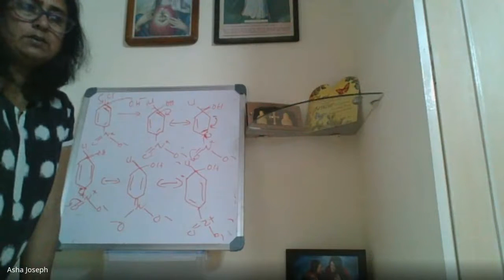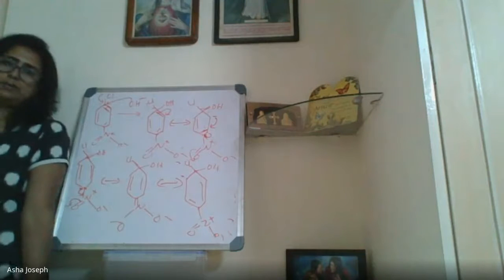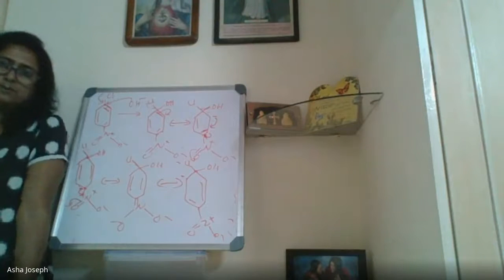You want me to draw with ortho? Or you will try yourself? Because in the book they explained with ortho. Para they did not explain. Same effect will happen with ortho. You want to draw with ortho? Reaction will be faster if it is at ortho position also, Idris, and para position also. Okay? Is it okay? You have to draw the resonance structures and explain.